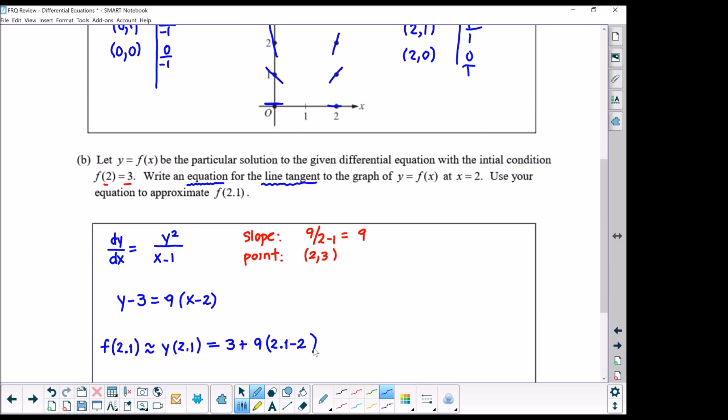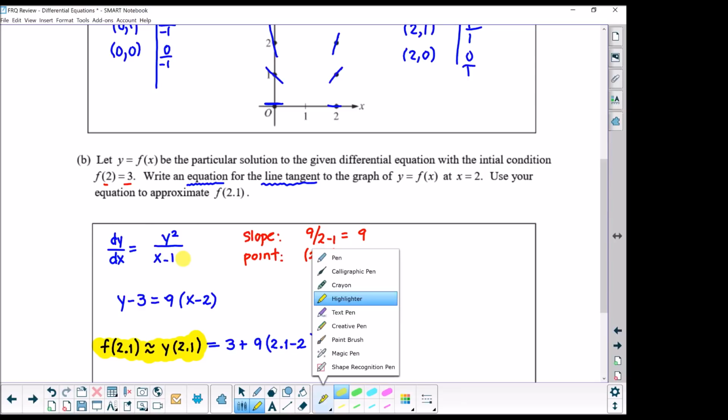But please understand, the stuff that I'm highlighting here in yellow does not have to be written on your paper in order to earn credit. Does it look good? We're not going to lie to you. It looks amazing. It's really strong work. It's telling me that you understand that this is indeed an approximation, and that by the time you get to the usage of the tangent line, using the equals is very appropriate. But if all you write is the 3 plus 9 quantity 2.1 minus 2, or you compute that somehow, some way, you're going to earn that second point, right?